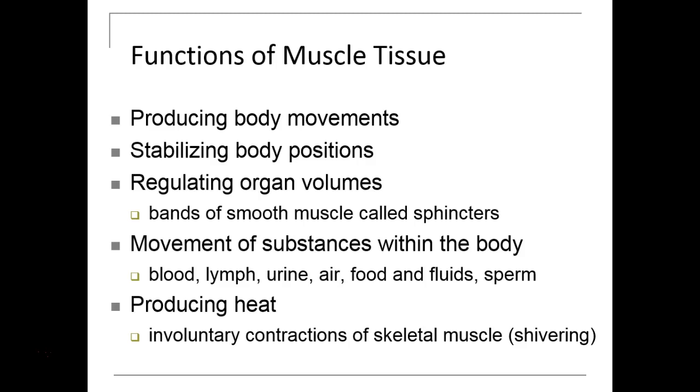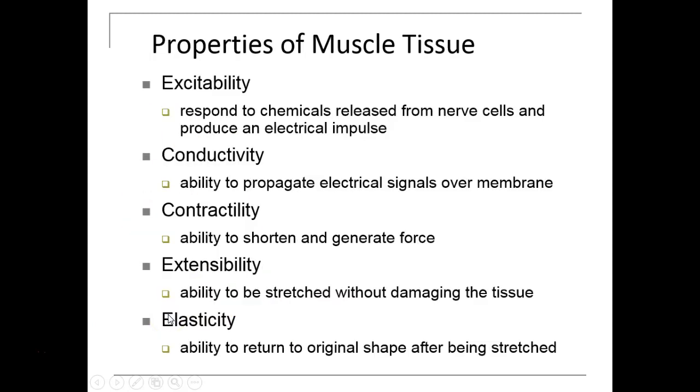One of the byproducts of muscle contraction is the production of heat. So when we get cold, we shiver, which is an erratic response of skeletal muscle contraction, and it produces heat, which warms us up. So you can see there's a wide variety of functions of muscle tissue around the body.